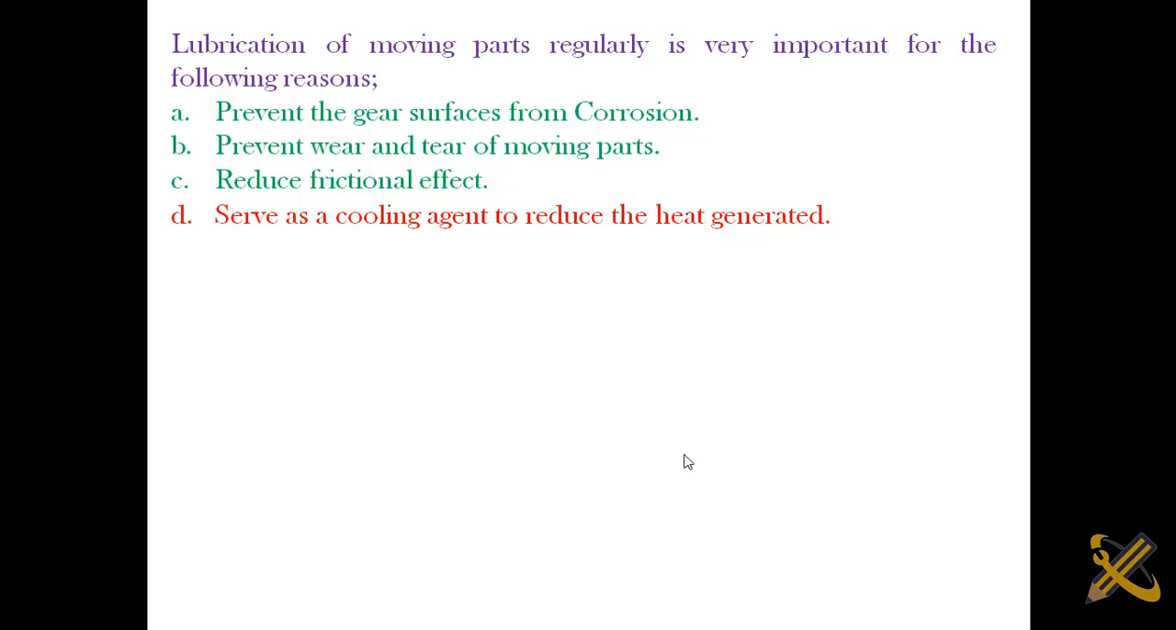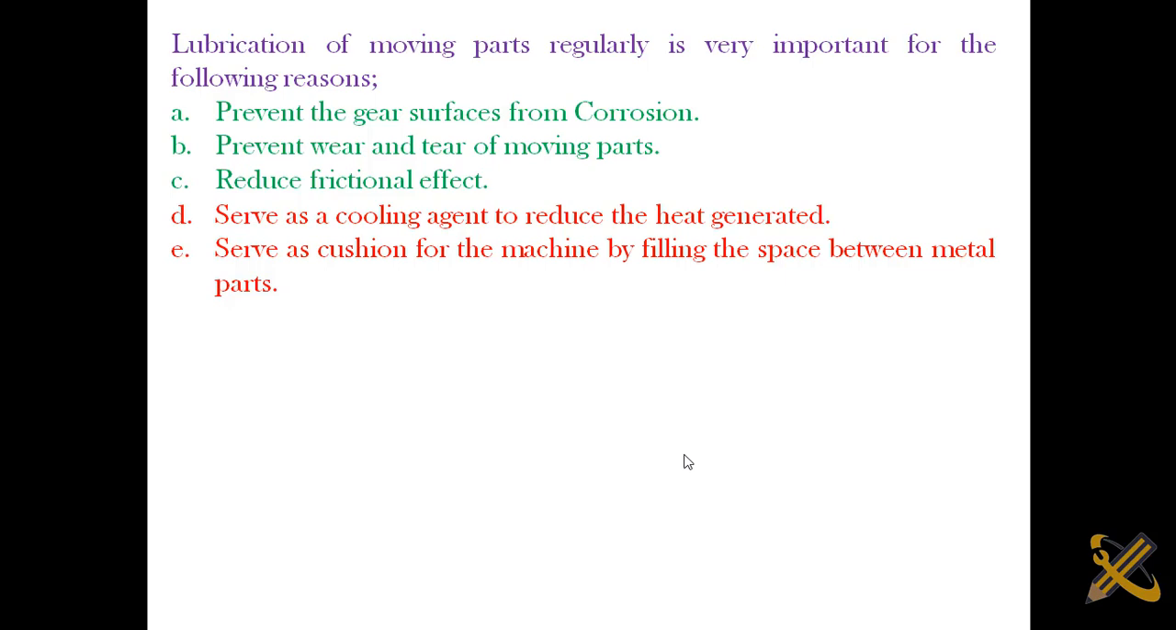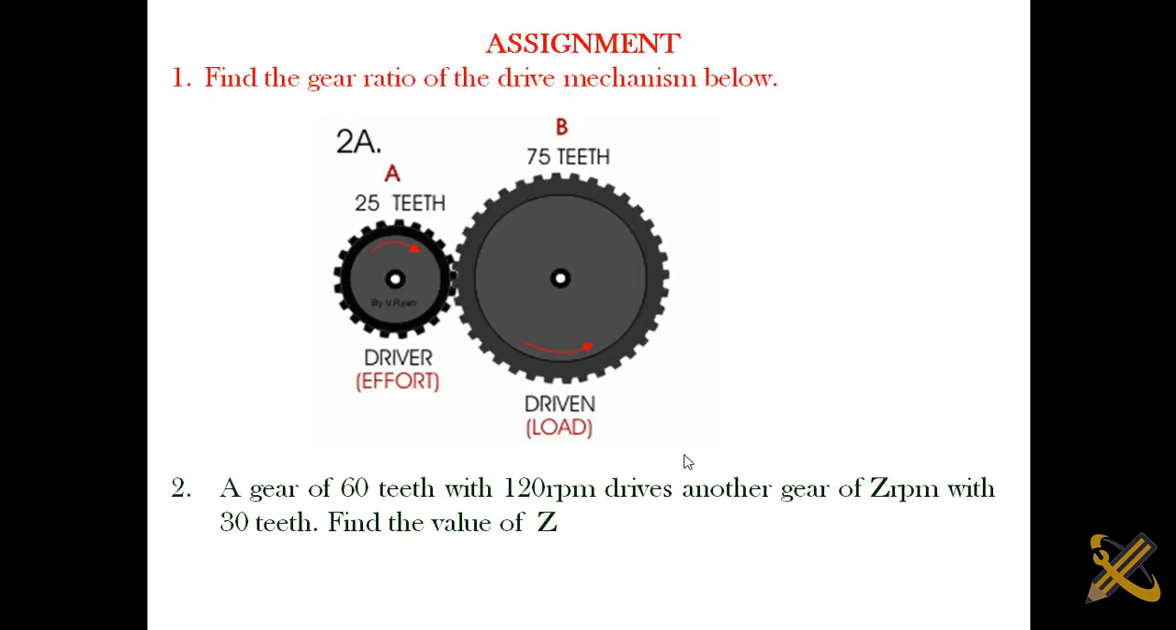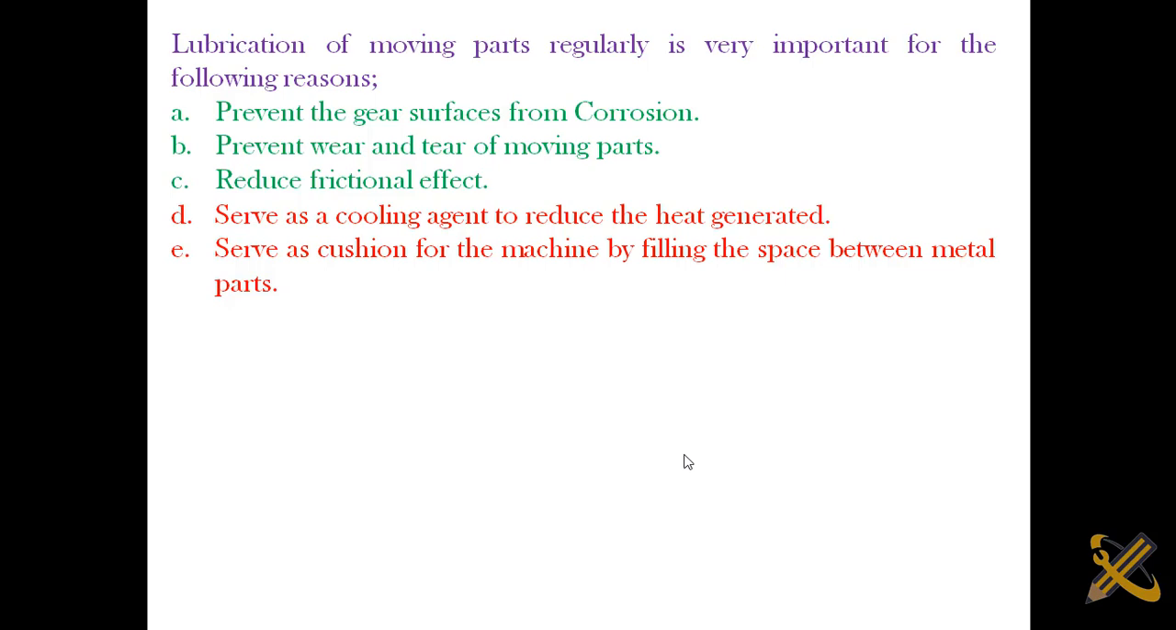All right. The fifth one is, it serves as a cushion for the machine by filling the space between metal parts. In between two surfaces, no matter how tiny the gap between them is, there's always a space there. The lubricant fills that space between them.